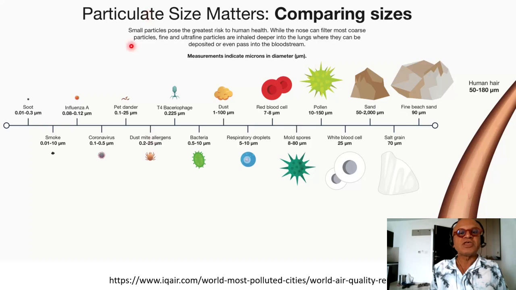So let's just start with the introduction: particulate size matters. Obviously an obvious line one could use here. This is comparing sizes. Small particles pose the greatest risk to human beings, and PM 2.5 is always the most dangerous one that you breathe in. It seems to get into your digestive system, bloodstream, brain.